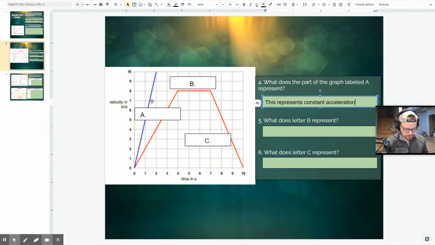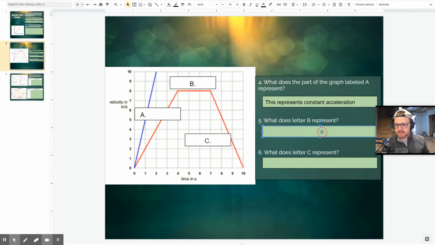We've been increasing our velocity 2 meters per second every second. By the time we get up to 8 meters per second, we're still moving. We're still trucking along at 8 meters per second, which is decently quick. We're trucking at 8 meters per second for 1, 2, 3, 4 seconds. So right here, between 4 seconds and 7 seconds, we are at a constant velocity now. So we'd say that this represents constant velocity.